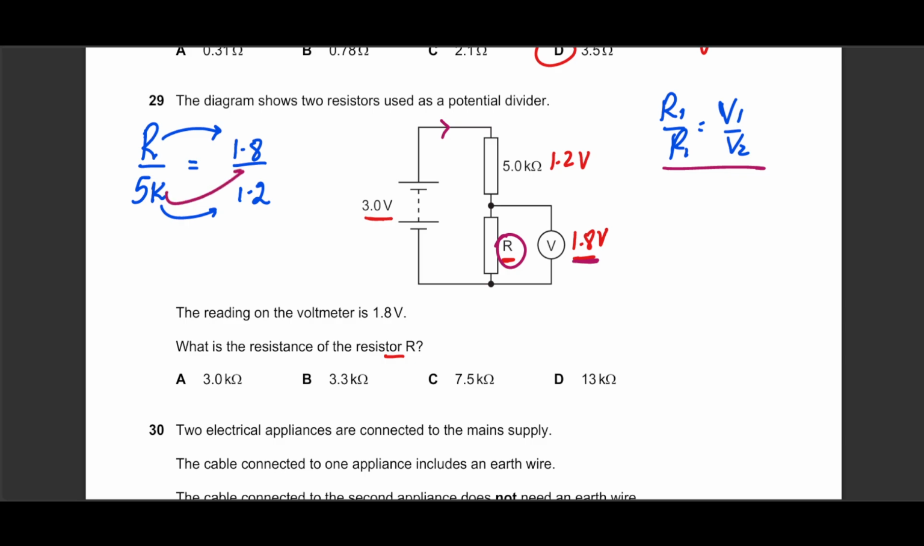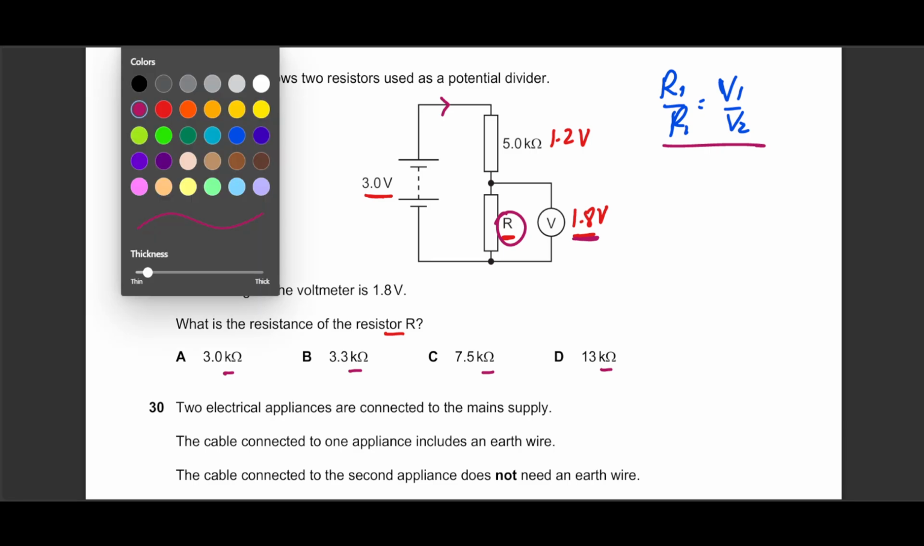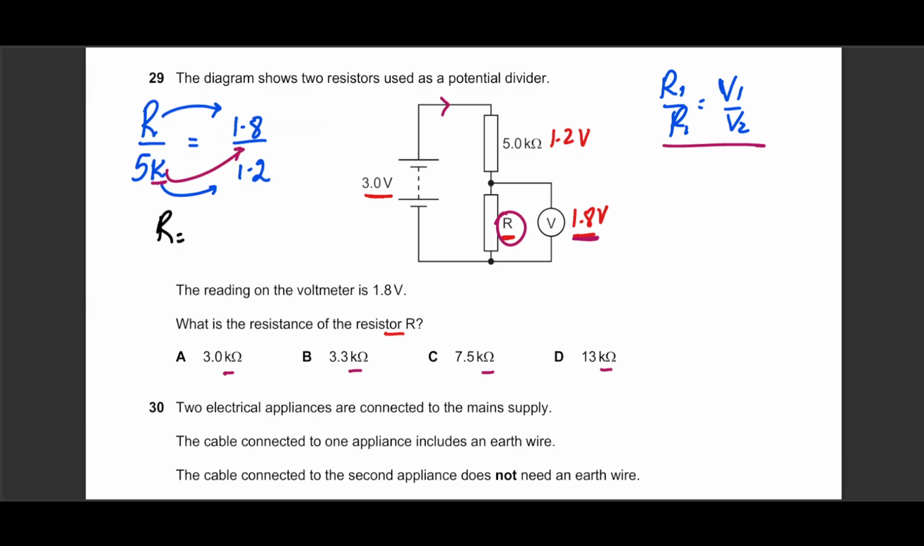So if you take 5K over to the other side, I'm not converting K into a factor of 1000 because I can see that every option has a kilo or a symbol of K in it. So it's practically not required in this question. So when I do that, the resistance comes out as 7.5 kilo ohms.